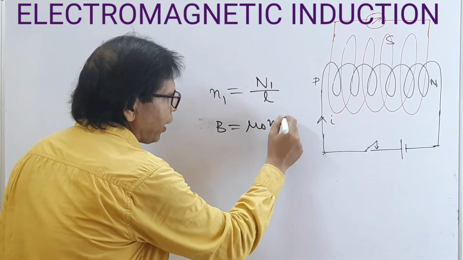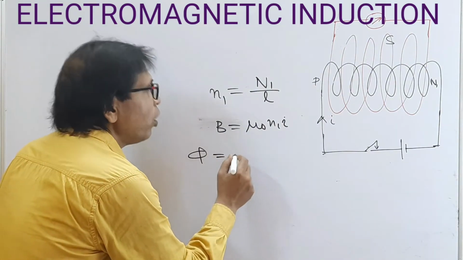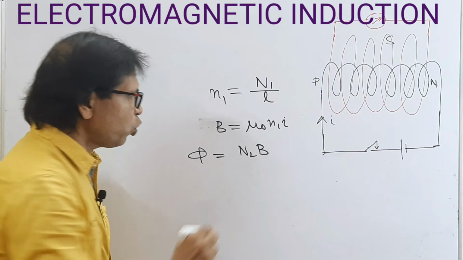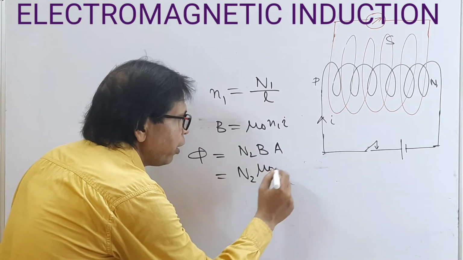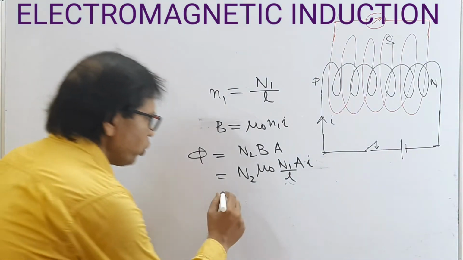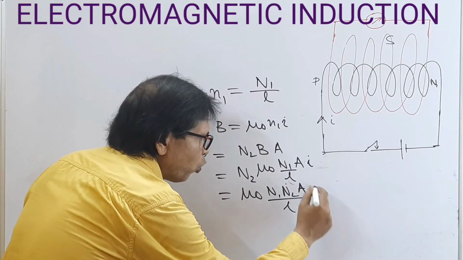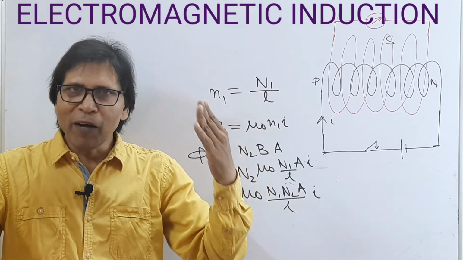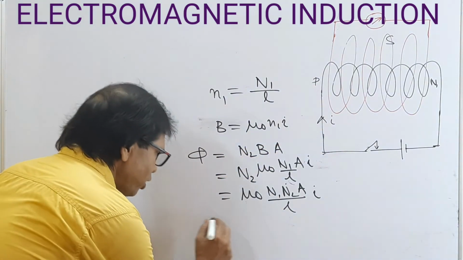Now the flux linked in the secondary coil, phi, equals N2 times B times the area of the smaller coil, which is A. Now this is mu naught and this is N1 by L into A into I. So mu naught N1 A by L into I is the flux linked in the secondary coil.